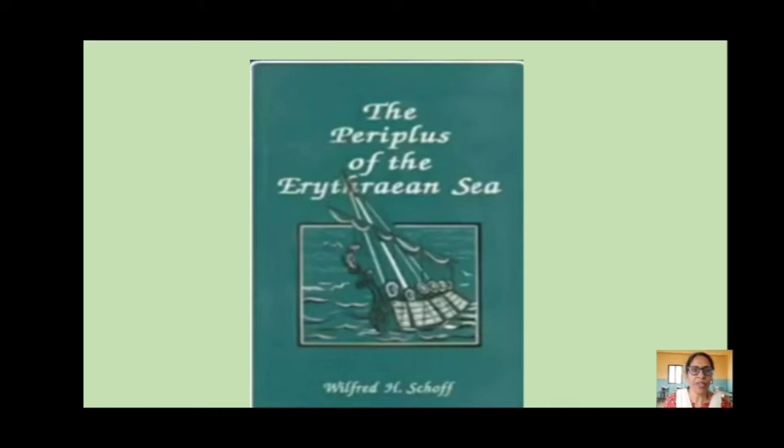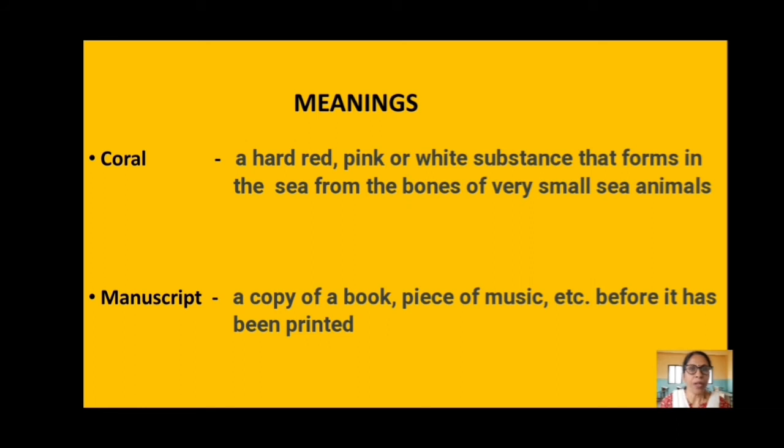Now, let us see the meanings of difficult words which we have come across this passage. Coral means a hard red, pink or white substance that forms in the sea from the bones of very small sea animals. Manuscript, a copy of a book, piece of music, etc. before it has been printed.